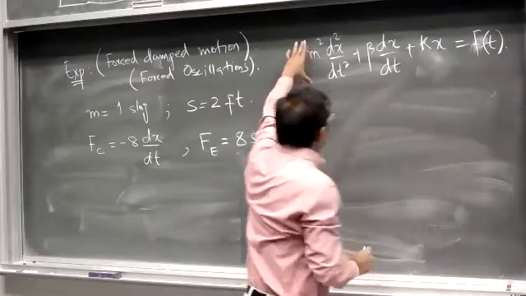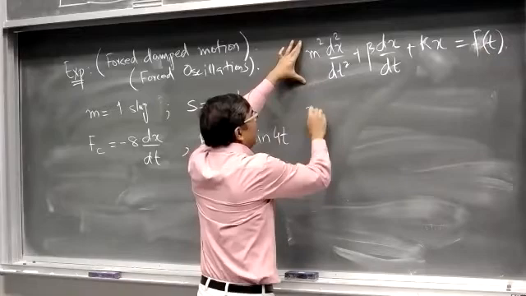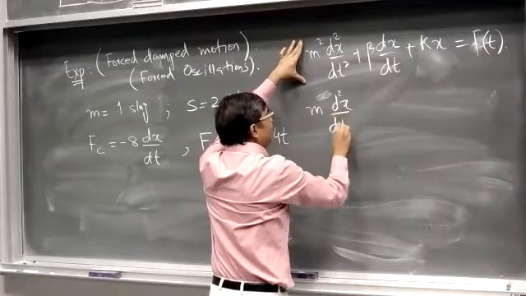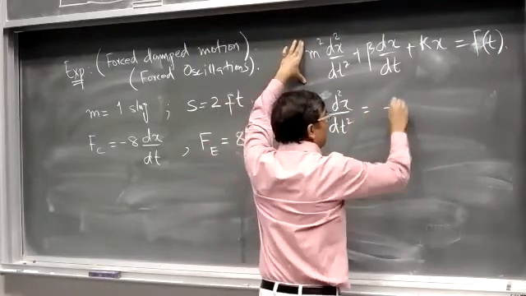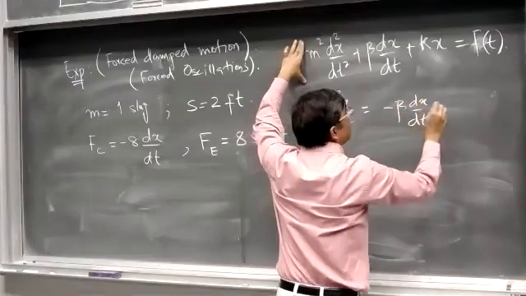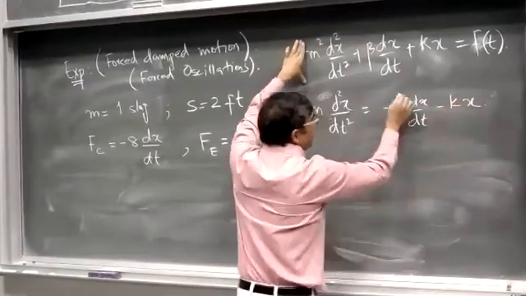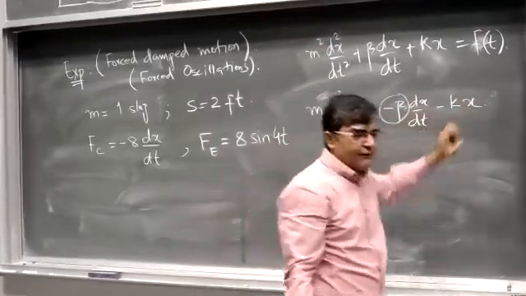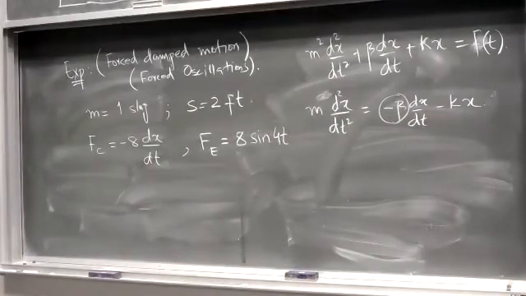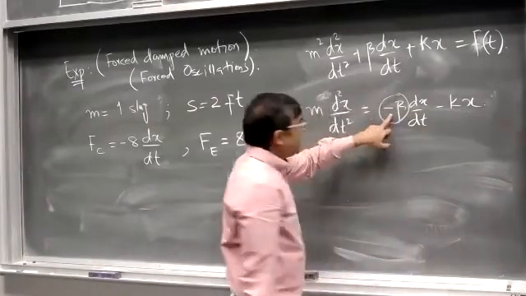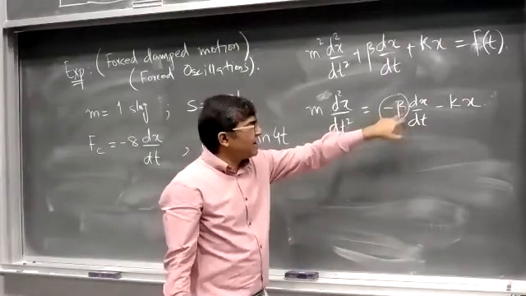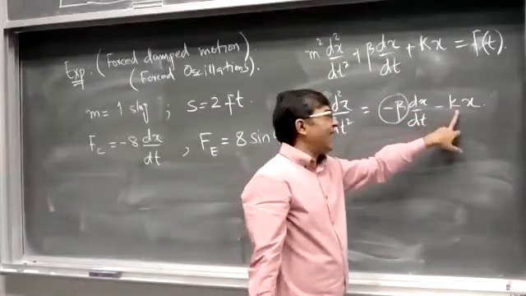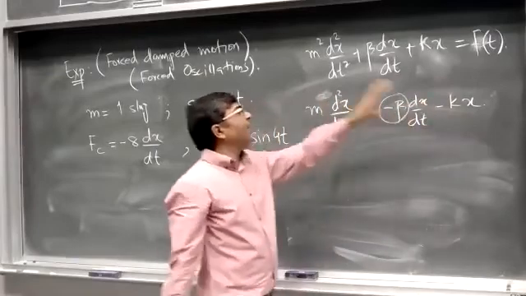Because when we apply Newton's second law of motion, it is basically m d square x by dt square equal to negative beta dx by dt and negative k times x. Because beta is negative, so we will have negative here, and the restoring force is negative. When this term goes on the other side, it becomes positive. Similarly, the restoring force is always negative, but when we take it on the other side, it becomes positive.